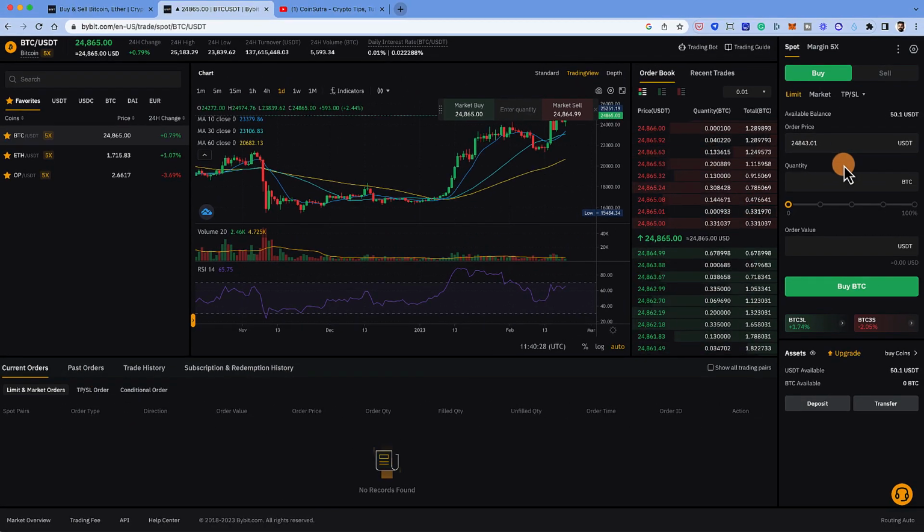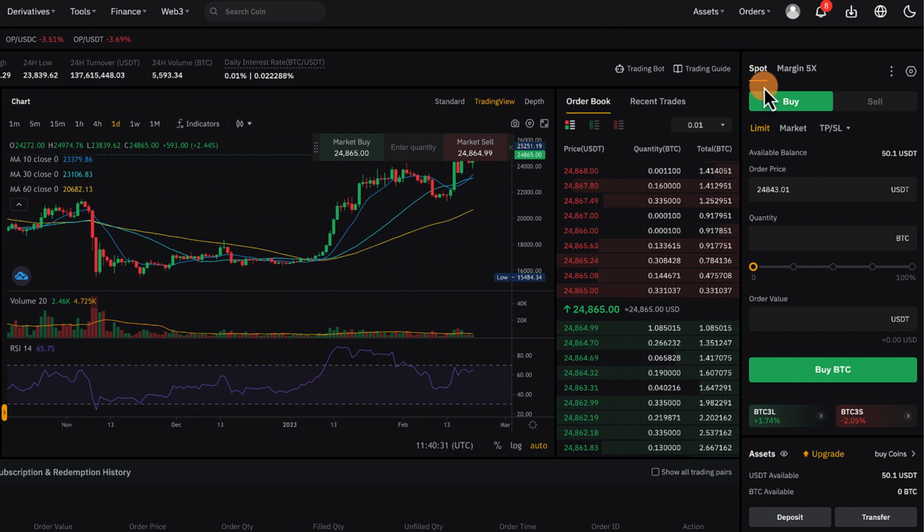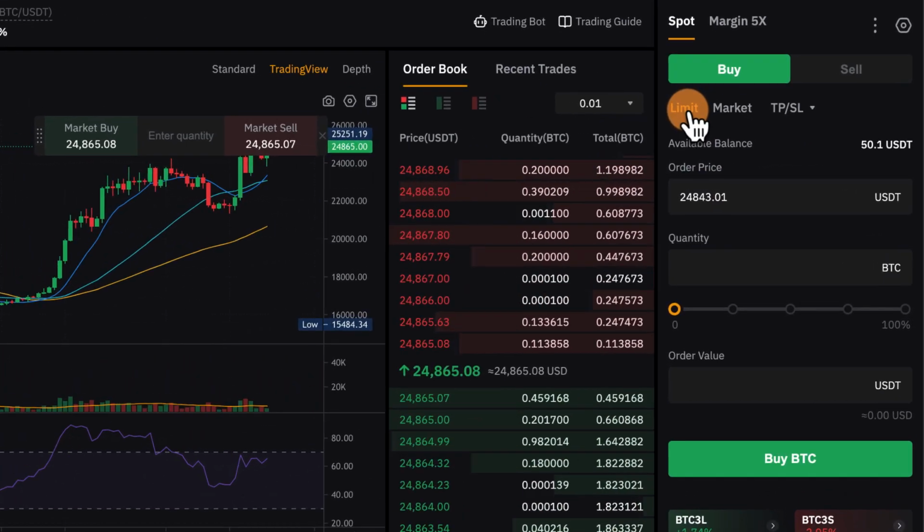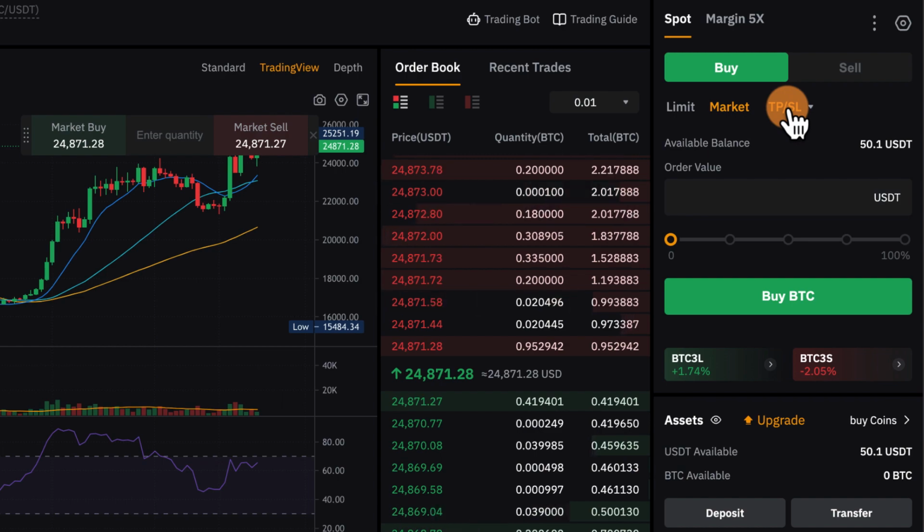Now on the right side is where all the magic happens, right? You can place the spot trade, or if you want to do the leverage trading, you can click on margin and you can do the margin trading as well. Now you can place the order as limit order or market order, and you can have take profit and stop loss order as well.